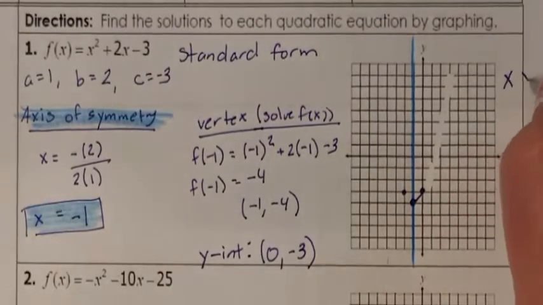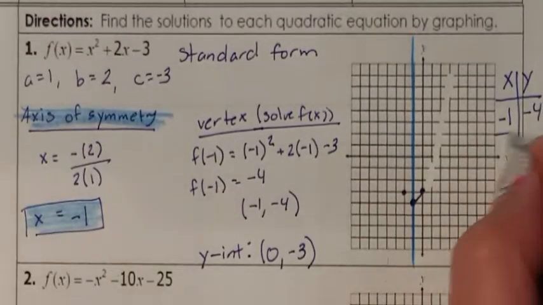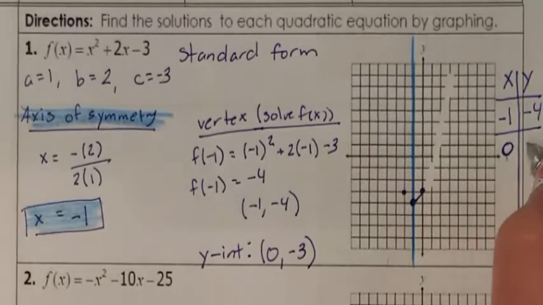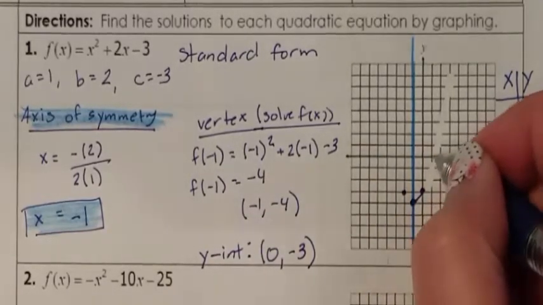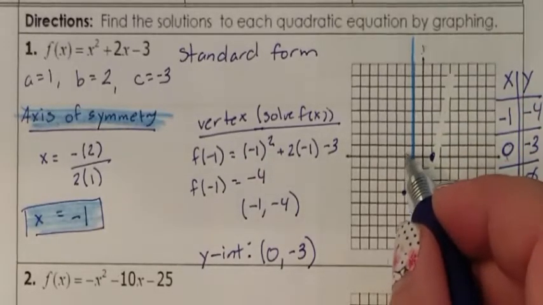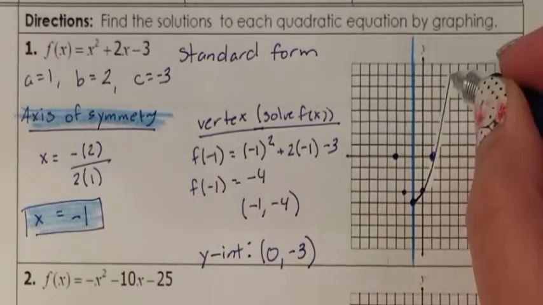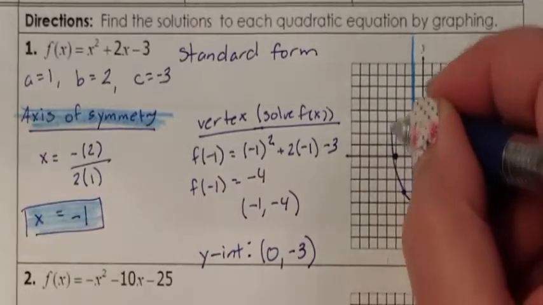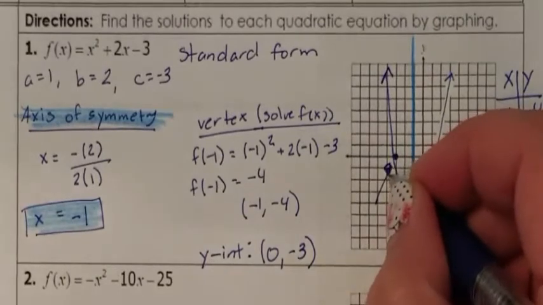So we need to make an xy table. At negative 1, I had negative 4. At 0, I had negative 3. The next is at 1. So when I plug in 1 to this equation, I get the point 1, 0. So I know it crosses right here at 1, 0. It is 2 away from the axis of symmetry, so its partner is also 2 away from the axis of symmetry. I can now connect my quadratic function, my parabola, and my answers are where it crosses the x-axis.